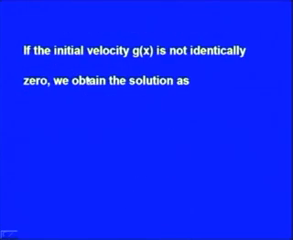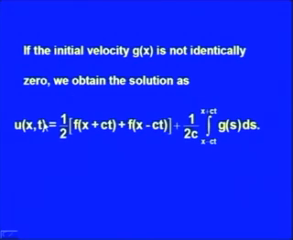Now, if we assume that the initial velocity g(x) is not identically 0, then we shall obtain the solution of the wave equation as u(x,t) equal to half of [f(x plus ct) plus f(x minus ct)] plus 1 by 2c times the integral from x minus ct to x plus ct of g(s) ds. This can be easily shown.